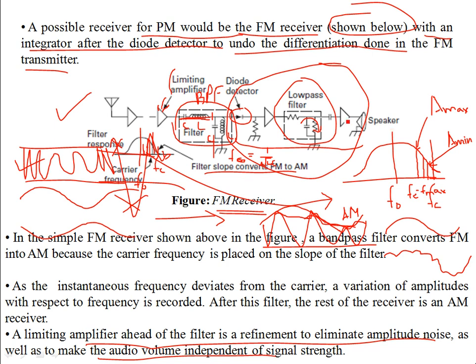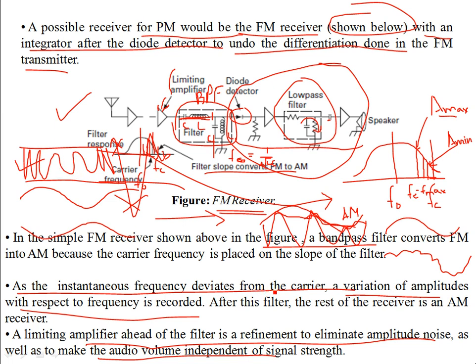This is again the coupling capacitor to remove any DC. So you remove the DC level, and then you listen to the piece of music, speech signal or whatever the audio signal is. As the instantaneous frequency deviates from the carrier, the variation of the amplitudes with respect to the frequency is recorded. So after the filter, you are recording different amplitudes with respect to different frequencies. The more the deviation, the higher the amplitude; the lower the deviation, the lower the amplitude.